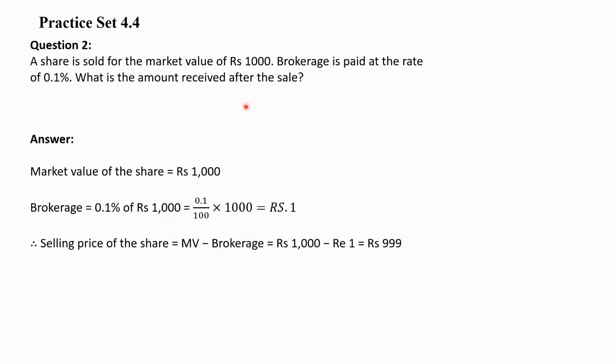In the question, we have to find the amount received after sale. And we know by selling a share, the brokerage is subtracted from the market value. So this will be rupees 1000 minus rupees 1, and that is 999. So the selling price of the share is rupees 999. Hence we can say that the amount received after the sale is rupees 999.